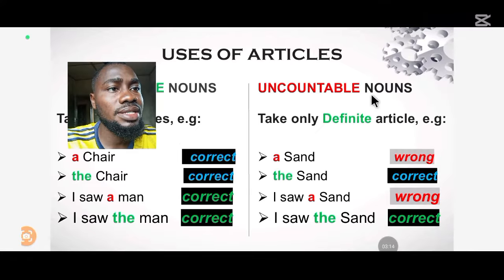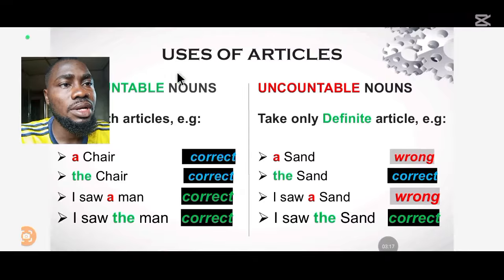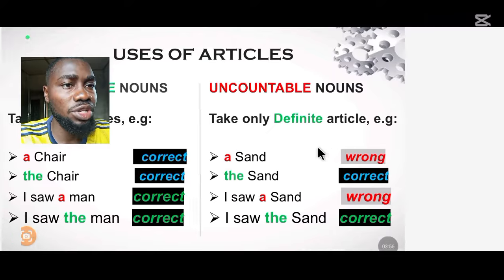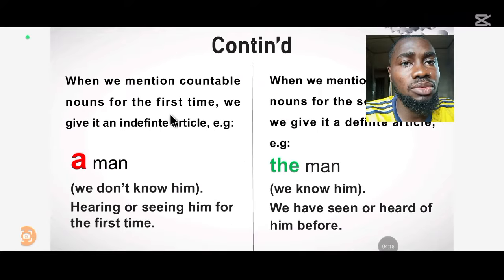Looking at the right hand side of the table, we have the uncountable nouns, and the uncountable nouns take only the definite article, which is the. For example, a sand, which is wrong. Remember, it takes only the definite article. The sand, which is correct. I saw a sand, which is wrong. I saw the sand, which is correct.